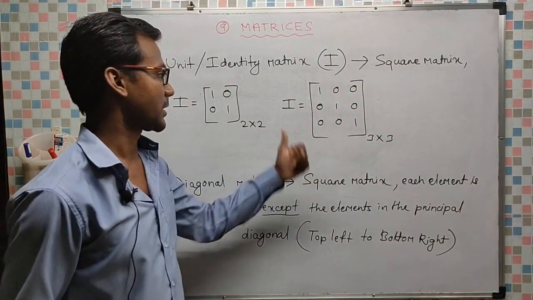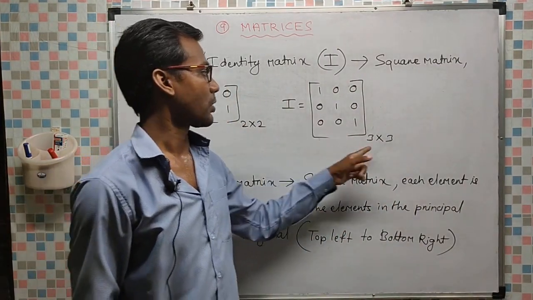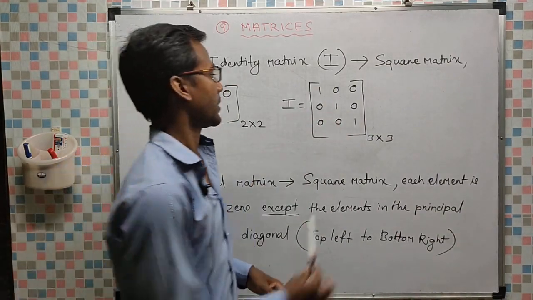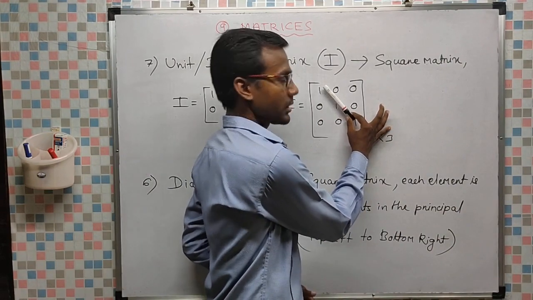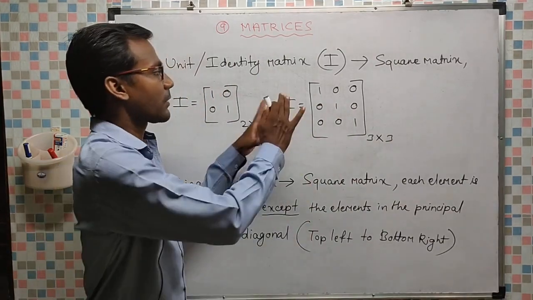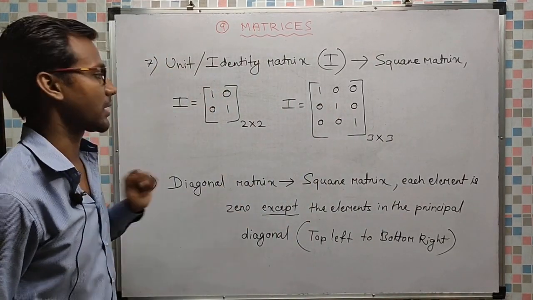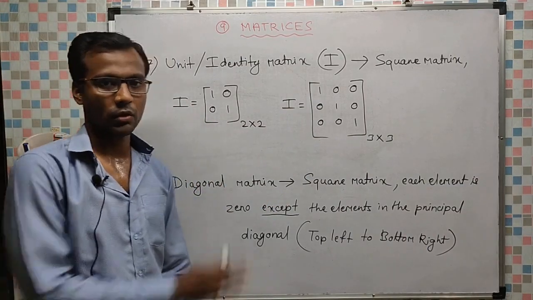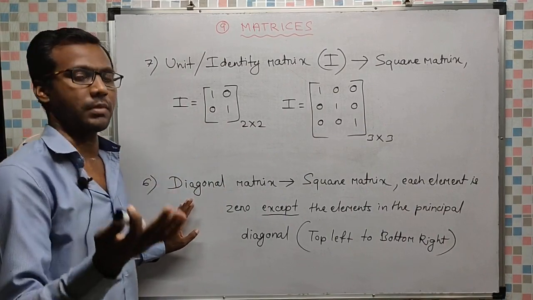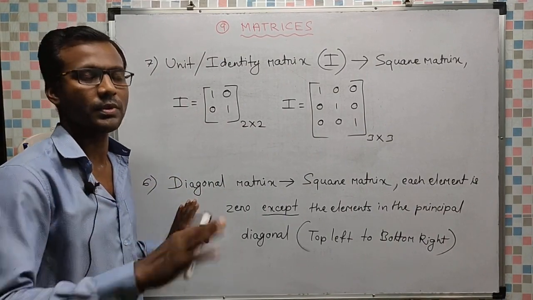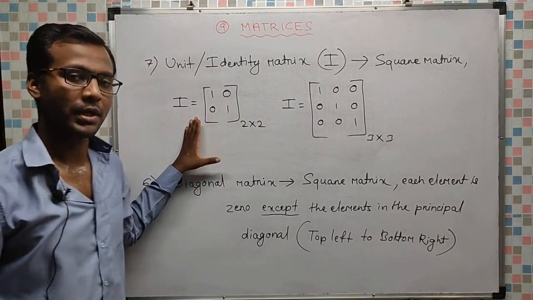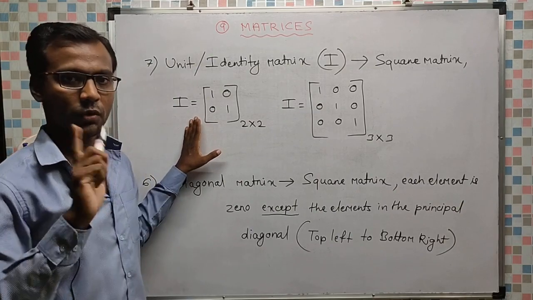Now see this identity matrix. It is of the order 3, 3 by 3. Here each element is 0 except the elements in the principal diagonal, which are 1 each. See, 1, 1, 1. So this is the basic difference between unit matrix and diagonal matrix. They are almost the same. The only difference is that in a diagonal matrix the non-zero elements can be any number other than 0, but in an identity matrix the non-zero elements have to be 1, only 1.